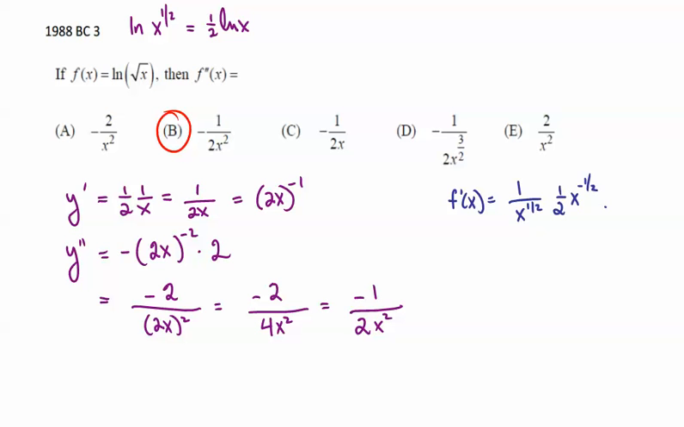And that is 1 over square root of x times 1 over 2 square root of x. The square root of x's will become square root of x times square root of x is just x, so that leaves us with 1 over 2x, which is also 2x to the negative 1. So from there we would do the second derivative in the same way. So there's two different ways of approaching that problem.